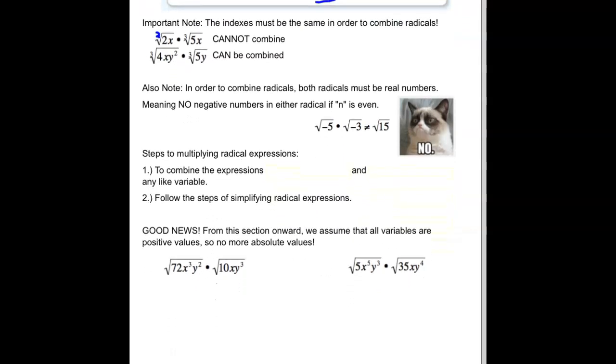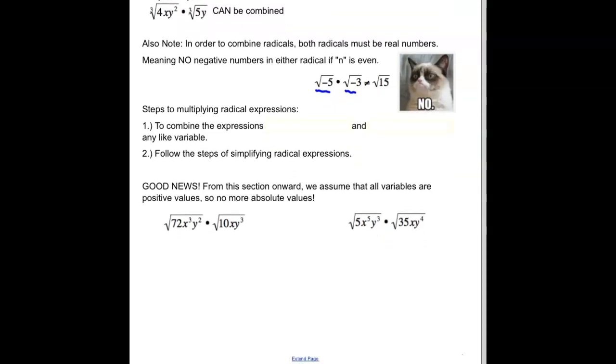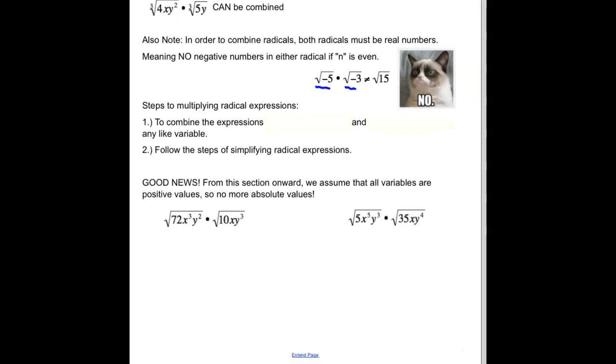Also note, in order to combine radicals, both have to be real numbers. So we cannot have negatives inside even roots because those lead to imaginary answers. Okay? So we can't simply multiply those together. We would have to deal with that negative inside first.